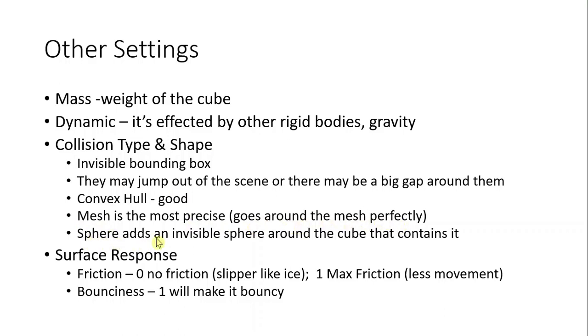And then this sphere, for example, adds an invisible sphere around the cube to create different effects in the way that they're interacting with each other. The surface response, we've looked at friction. 0 is no friction, so it would be slippery like ice. And 1, I think, is the maximum friction, where there'd be hardly any movement between the objects because they just hit each other and go, ugh. And then bounciness. 1 will make it really bouncy.